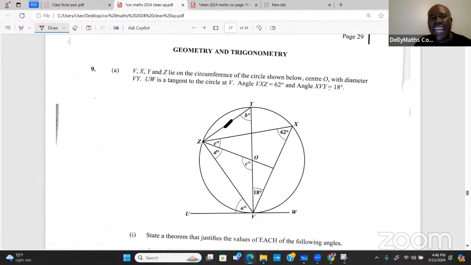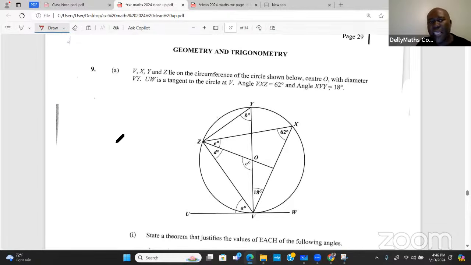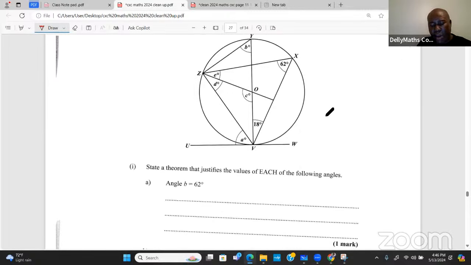We are at number 9 now, geometry and trigonometry. So this question says V, X, Y, and Z lie on the circumference of a circle with center O, with the diameter YV. UV is a tangent to the circle at V. So we're looking at all of that stuff that they're giving us. All right, no problem. We have the angle 62, we have 18, we have everything that we need. So let's go to the questions now.